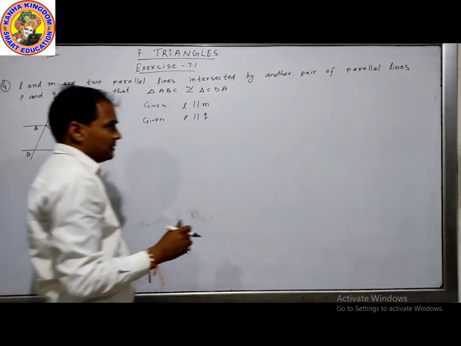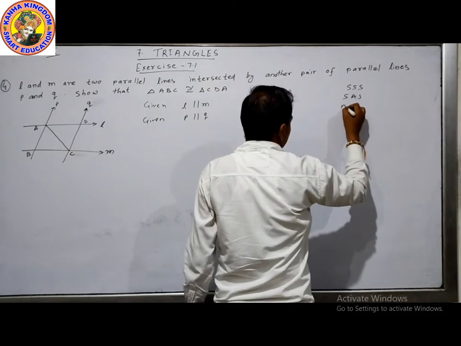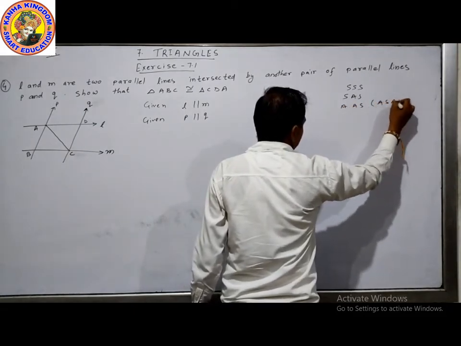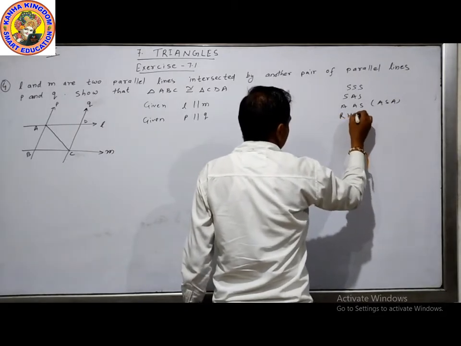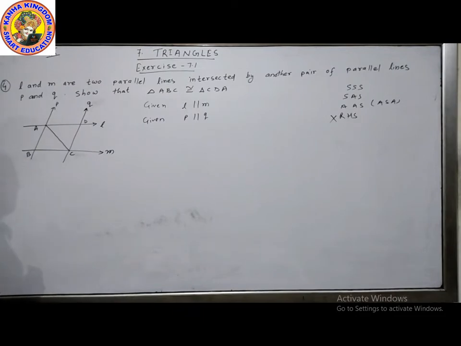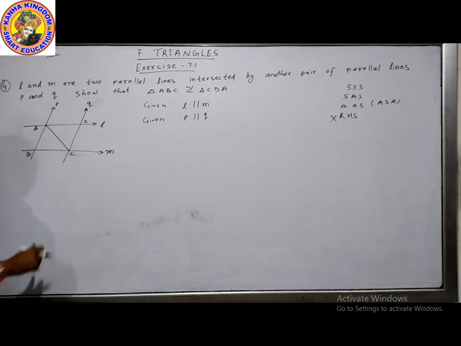In congruency, we have the rules triple S, SAS, AAS or ASA, and RHS. In this triangle, there is no 90-degree angle, so we cannot apply the RHS rule. First of all, we take the SAS rule. There are two triangles. This is a common side, so one side is equal. AC is equal to CA.